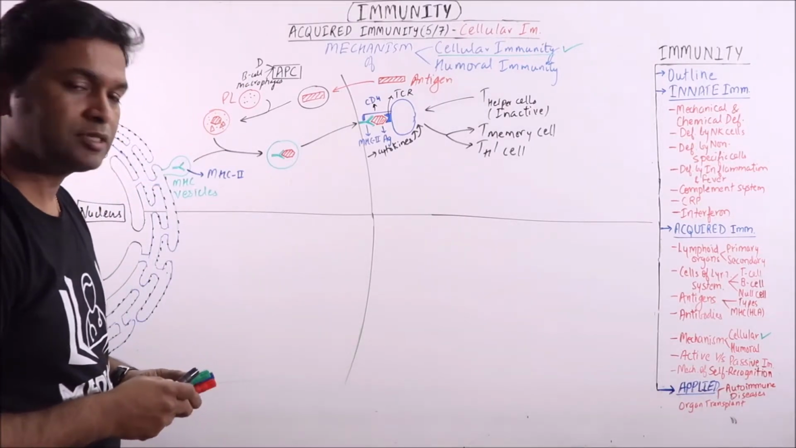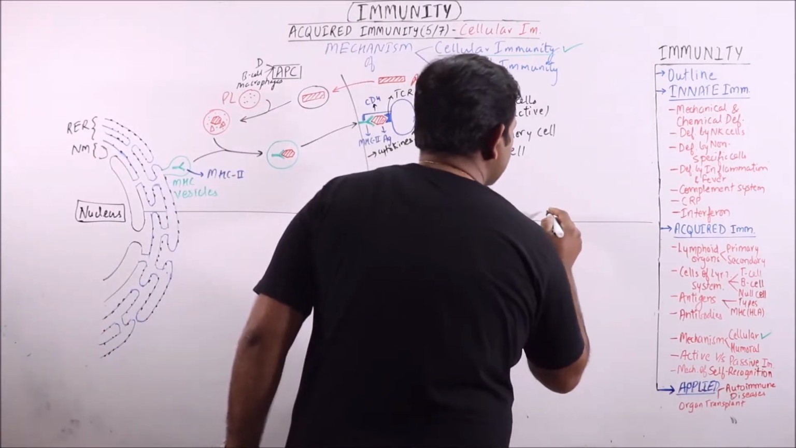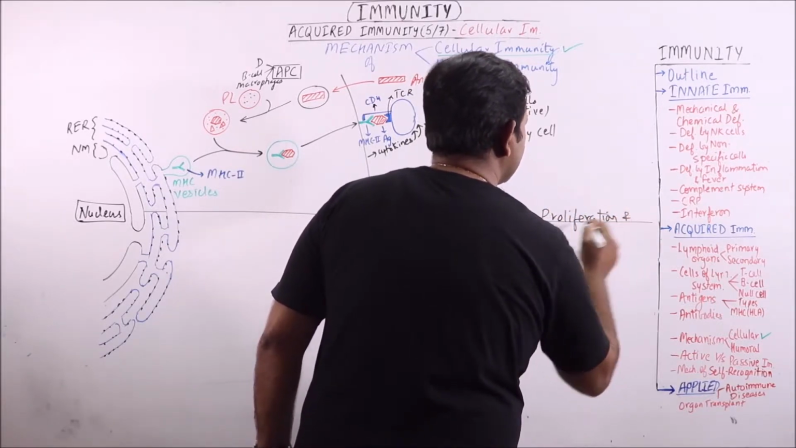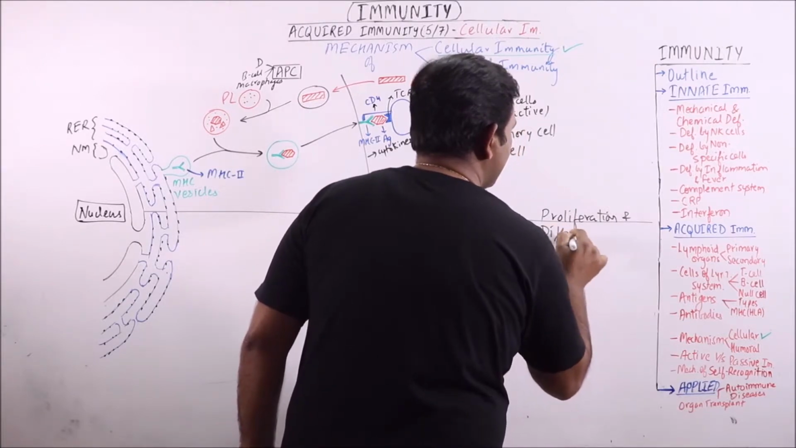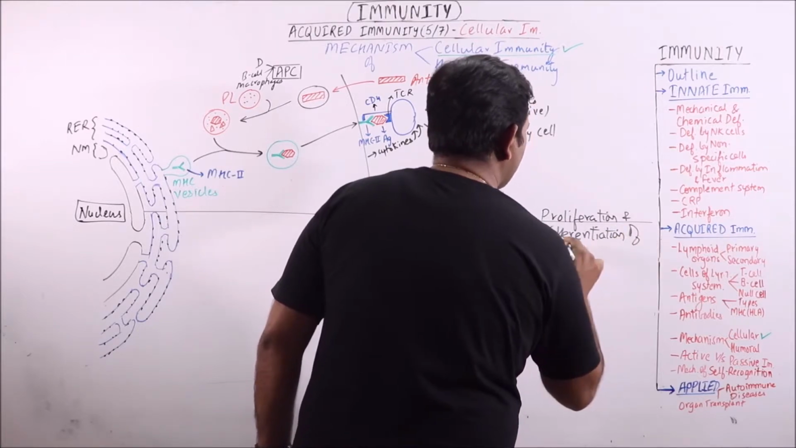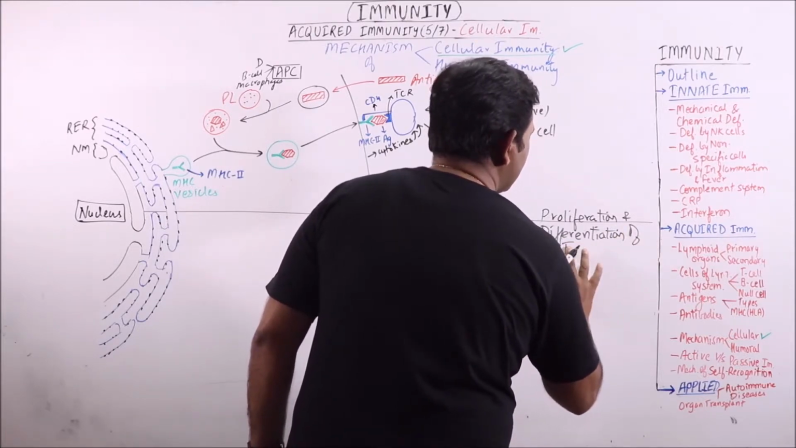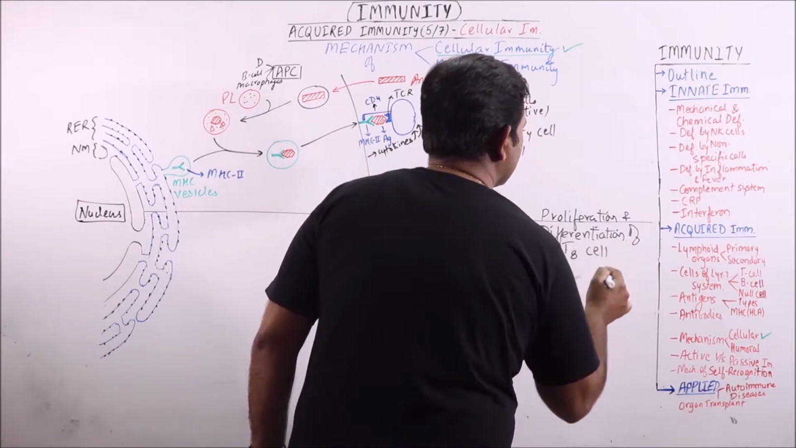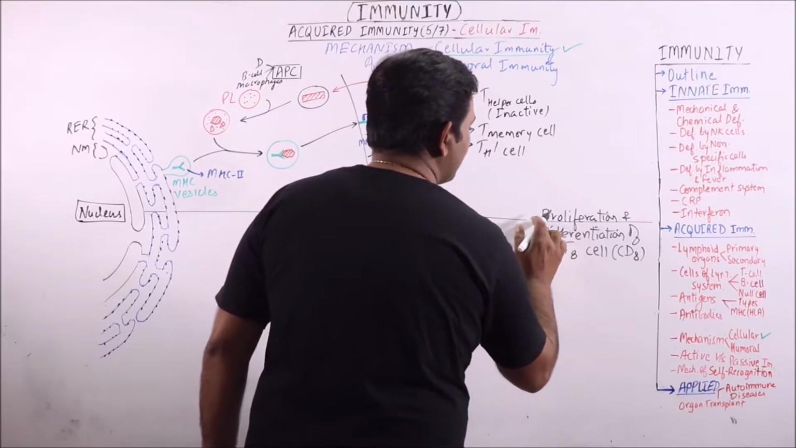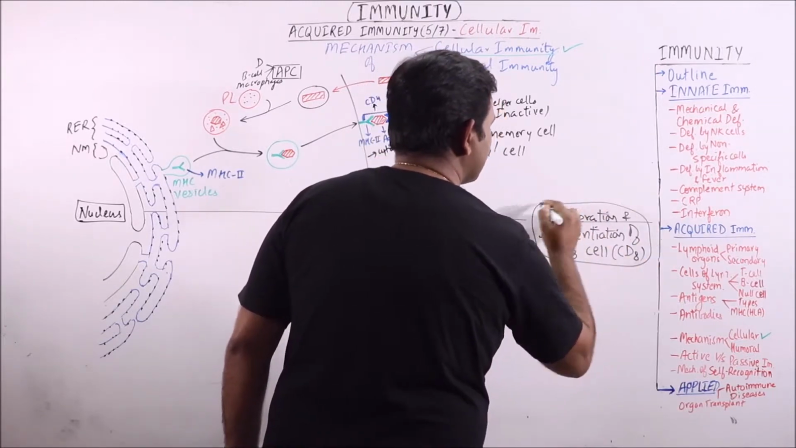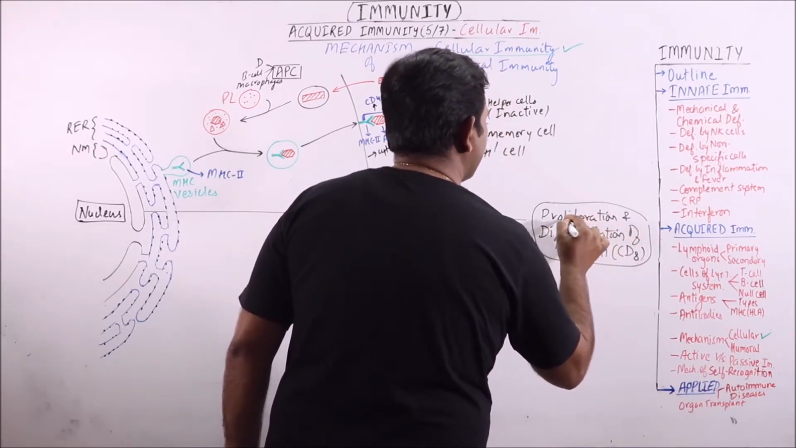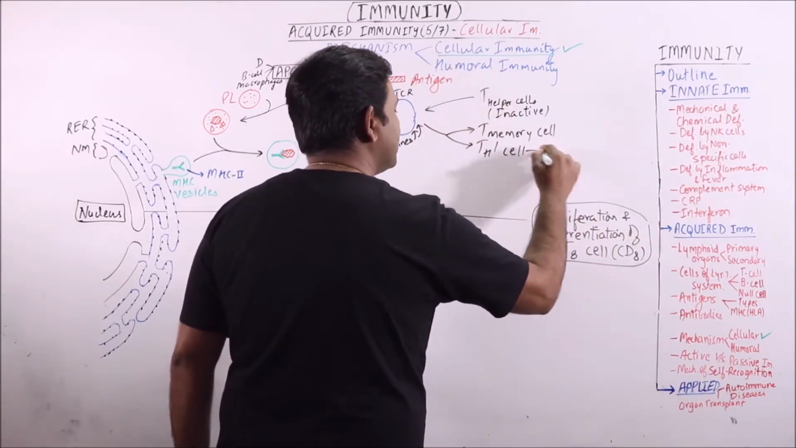Now this type 1 helper cell will result in proliferation and differentiation of T8 cell, that is CD8 cell, by co-stimulation. So this will be done by co-stimulation.